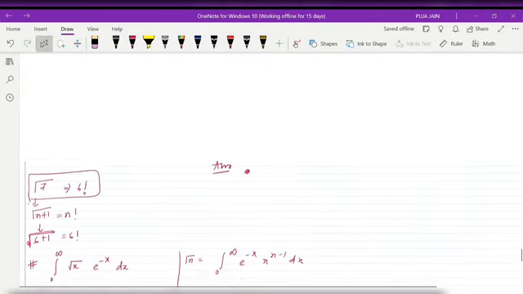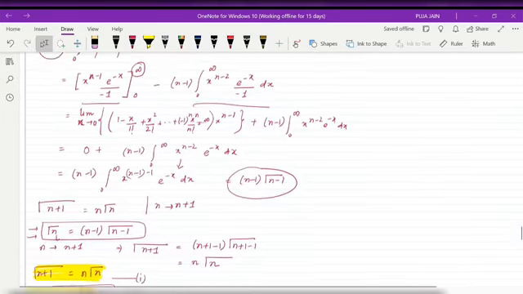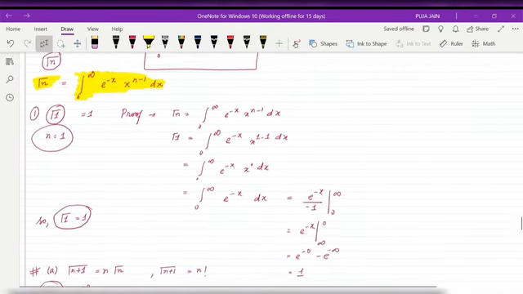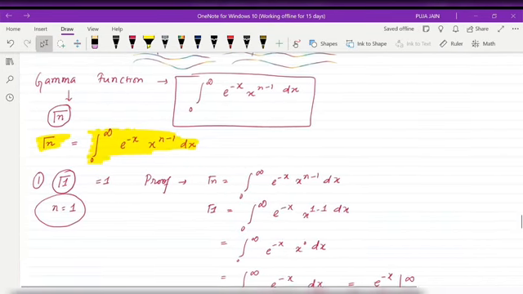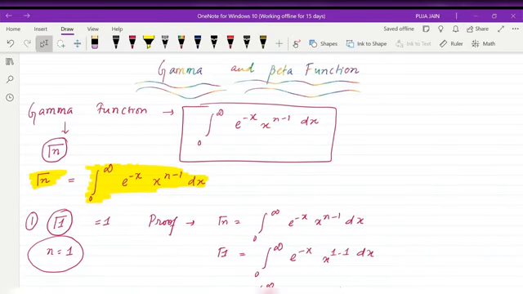You understood first. Let's go for a summary of what we have read today. Lots of mathematics, right? But this is very important in physics also. See, first gamma function. We know what is gamma function.